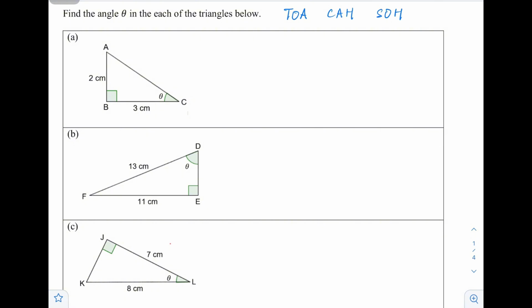So for the first triangle, we have the reference angle theta, and we are given side AB, which is 2 cm, and side BC, which is 3 cm. Looking at the reference angle, we can see that AB is directly opposite to the reference angle, and BC is next to the reference angle. So we have actually the O and the A. So what we need to use is the tangent function. So we have tangent of the reference angle theta equals the opposite over the adjacent.